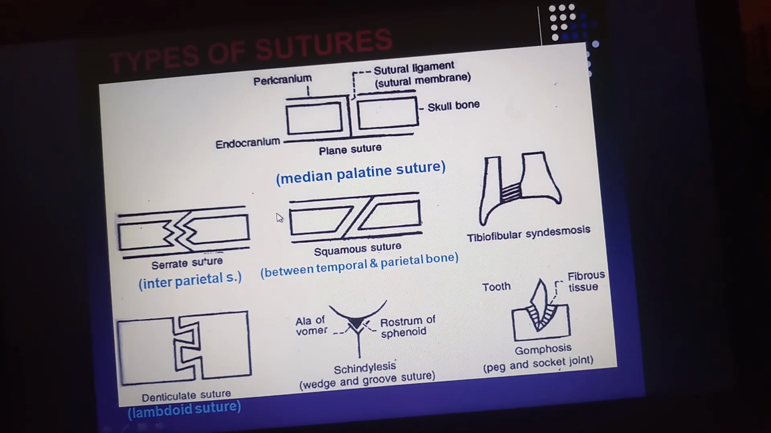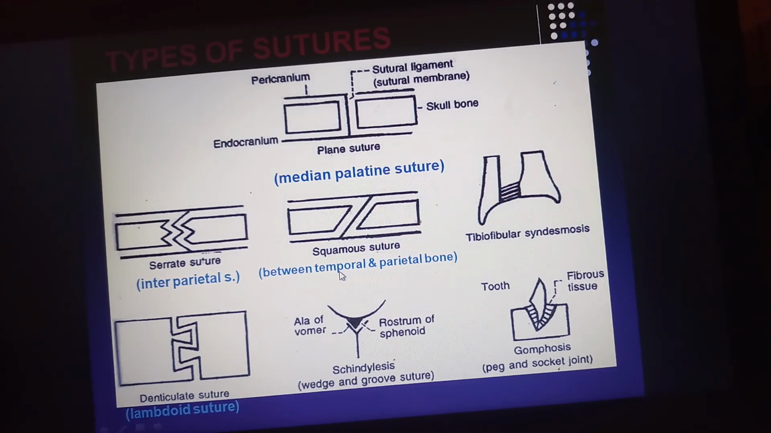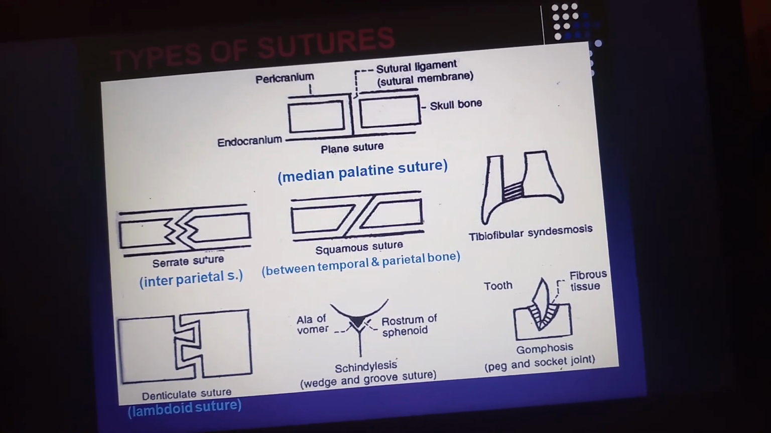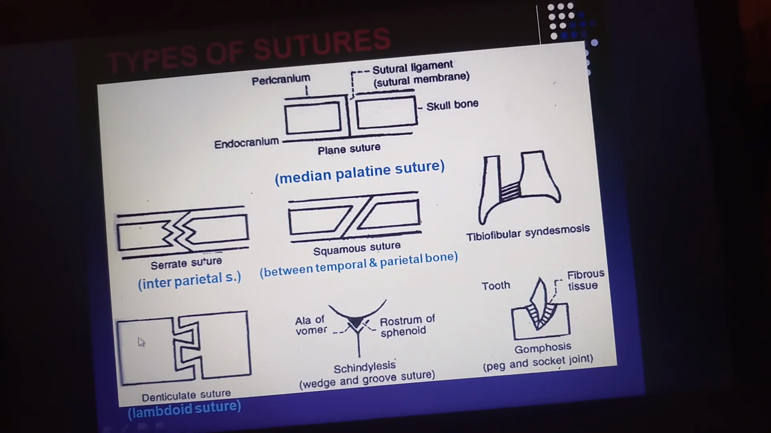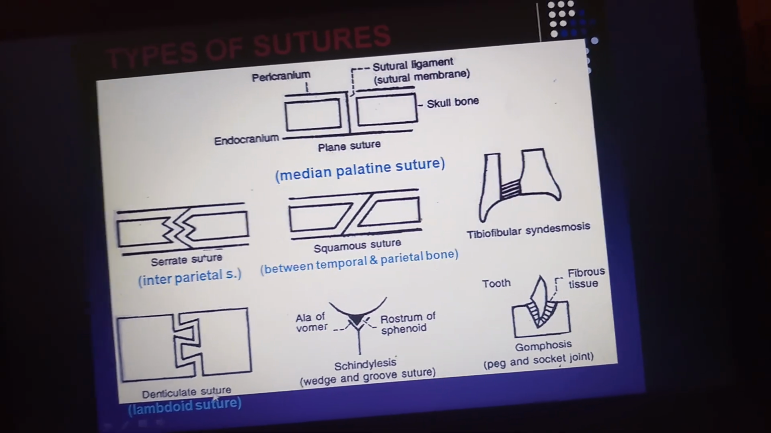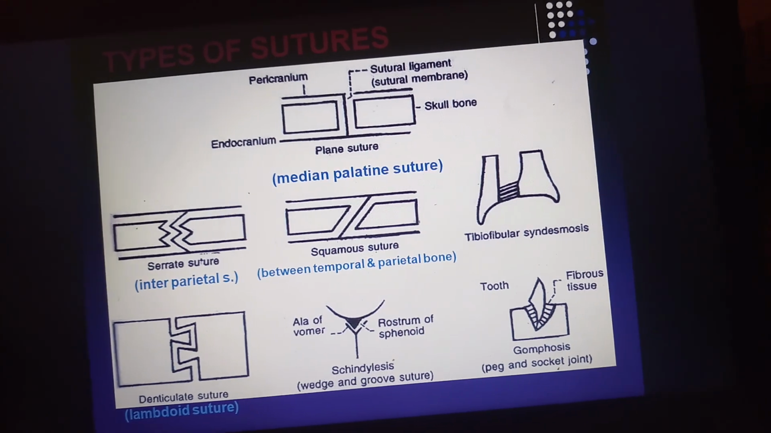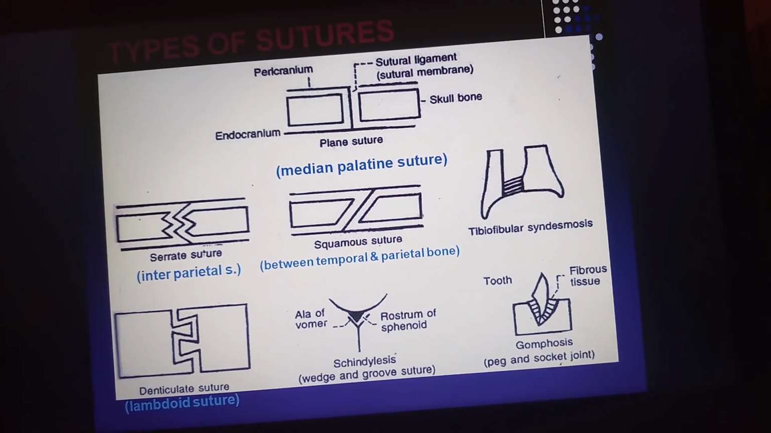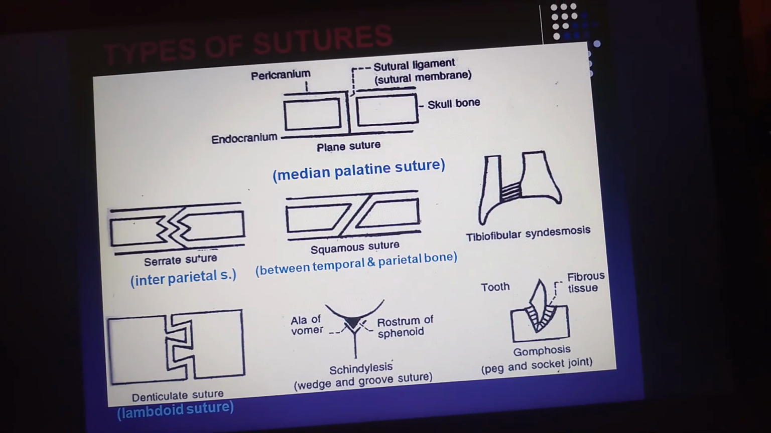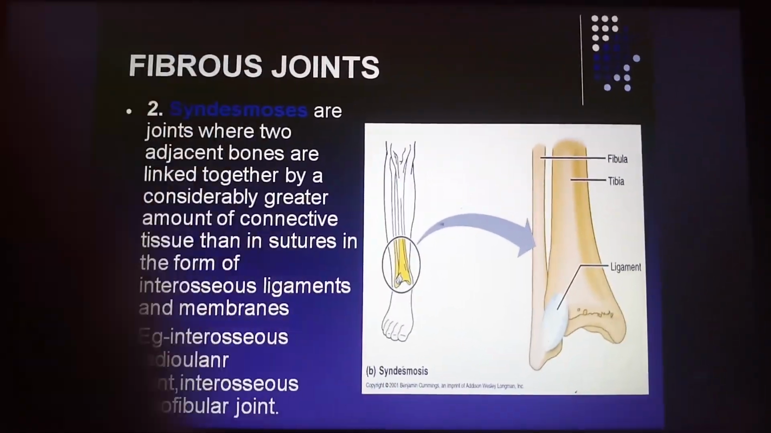Then is the squamous suture. The example will be the suture between the temporal and the parietal bones. Then the lambdoid suture will be the example of the denticulate suture, this one. And the schindylesis, where the wedge and groove structure is formed between the ala of the vomer and the rostrum of the sphenoid bone. This was the first type, sutures.